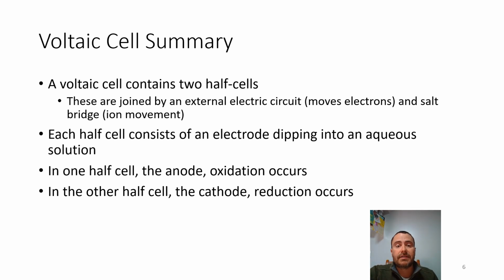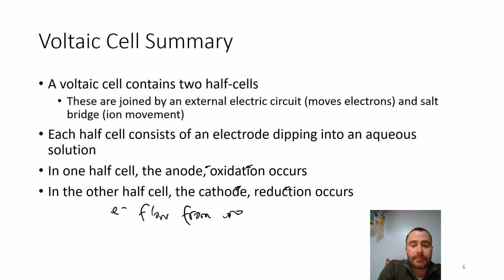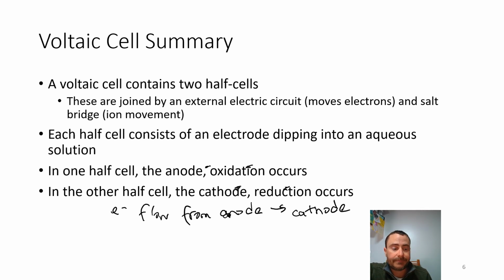In one of our half cells, we have the anode. That's where oxidation takes place. Again, anode, oxidation. And the other one has our cathode and our reduction. And remember that our electrons flow from anode to cathode. And yes, I'm trying to write on here while it's sitting in this position. It's very difficult. But just remember that that's what we're going to get out of that.